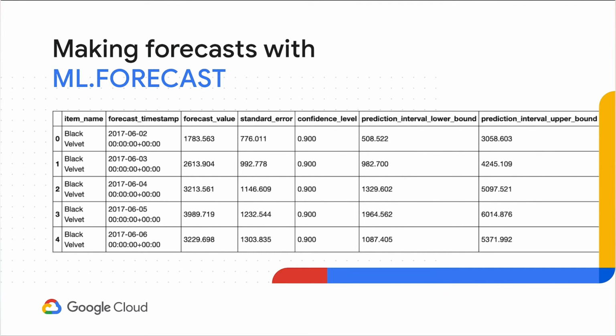Essentially, when you run ML.FORECAST, it's going to give you your item name, so what it's forecasting, and the timestamp in the future that it's forecasting for. Then we have the forecast value, which is in the same units as the training data. This is the forecasted number of bottles sold. Then we have the standard error, the confidence level, which I set to 0.90. And then we also have the prediction interval, the lower bound and the upper bound, which is the range in which the prediction is expected to occur between the lower and the upper bound.